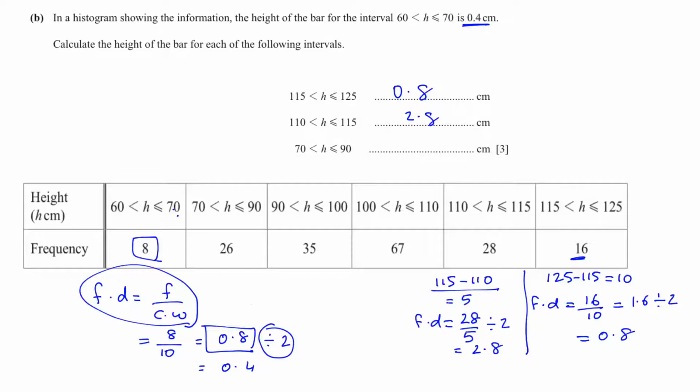And then for 70 to 90, the class width is 90 minus 70, which is 20. Therefore, frequency density is equal to 26, which is our frequency, divided by 20. And this answer we are going to divide by 2. We'll get 0.65. So you have to make adjustments to the rule depending on the information provided to you.